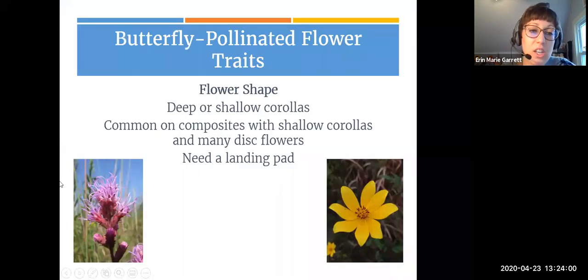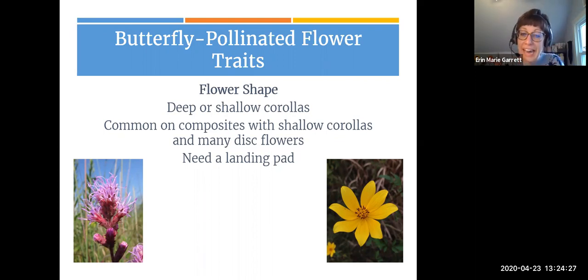Okay, so what type of flower is a butterfly looking to pollinate? Well, they can pollinate deep or shallow corollas, okay? So tubular flowers and more flat flowers. They're often seen on composite flowers like this coreopsis in the bottom right-hand corner, that yellow flower. And that's because there's a whole array, like a whole dish of different options for him to eat from, okay?